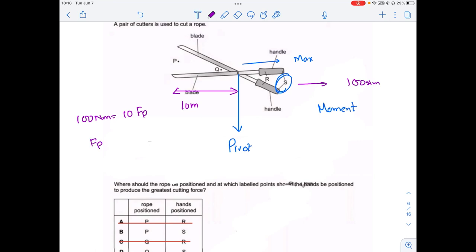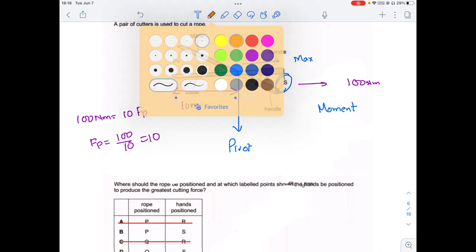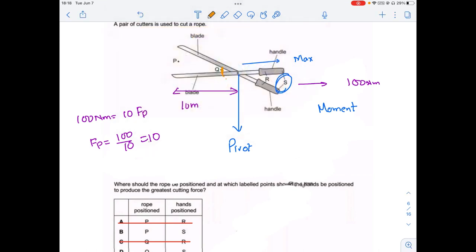So force at P is equal to nothing but what? 100 divided by 10, which is just 10. Whereas if I place it at Q, the Q distance is relatively nearer to the pivot, right? Let it be 1 meter. So I use the same 100 newton meters, which is produced by my hand, should be equal to force times distance. So force at Q times the distance. Distance is 1. So force at Q equals to nothing but what?